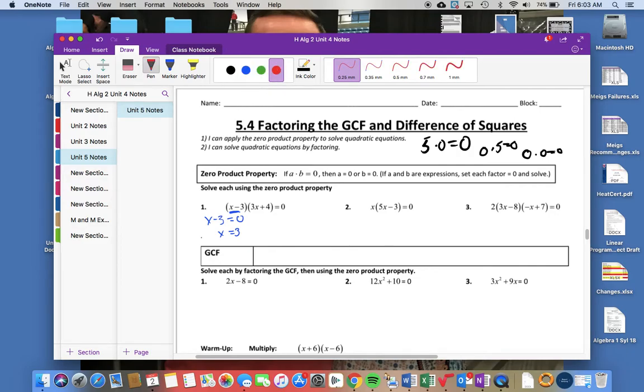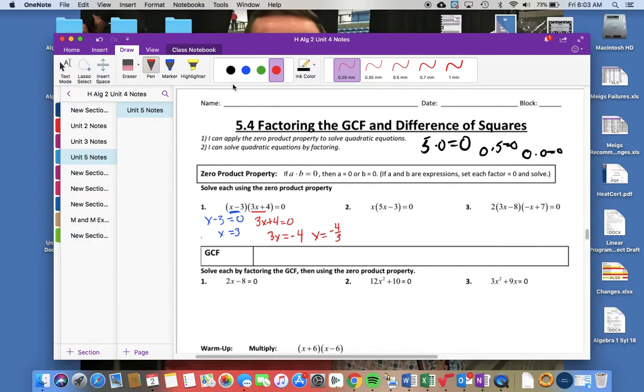Or maybe that's not equal to 0, but 3x plus 4 is equal to 0. In which case it would have been that x minus 3 multiplied by 0 equals 0. So to solve this one, we subtract 4 on each side, so 3x equals negative 4. And then divide by 3, so x equals negative 4 over 3.